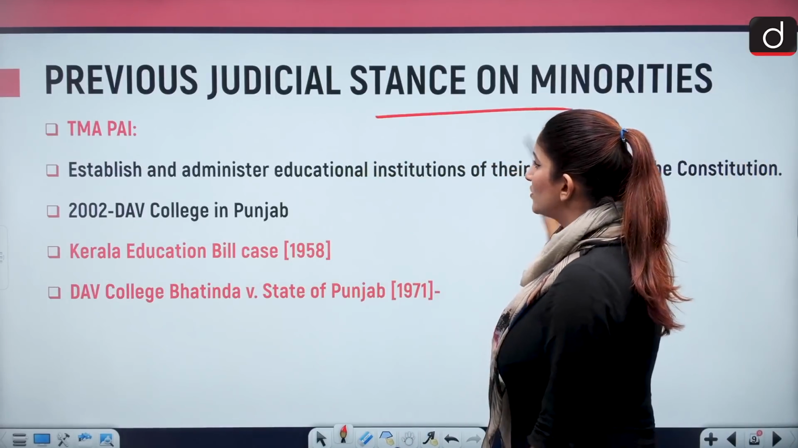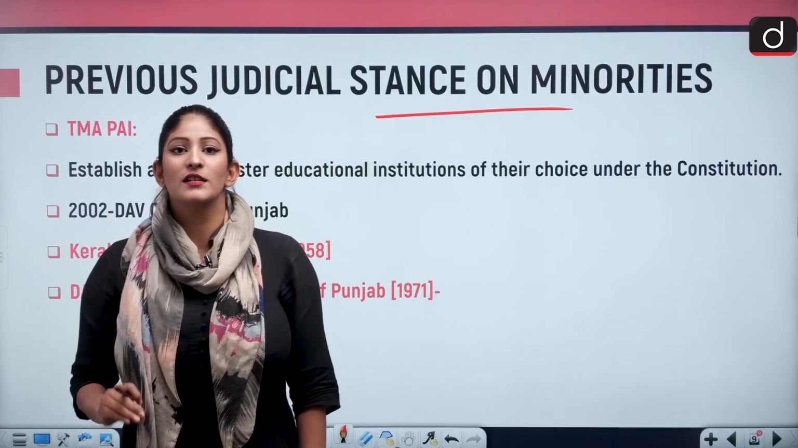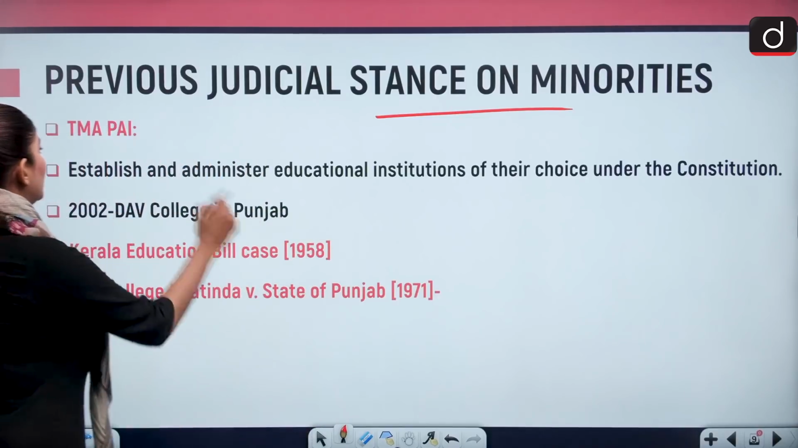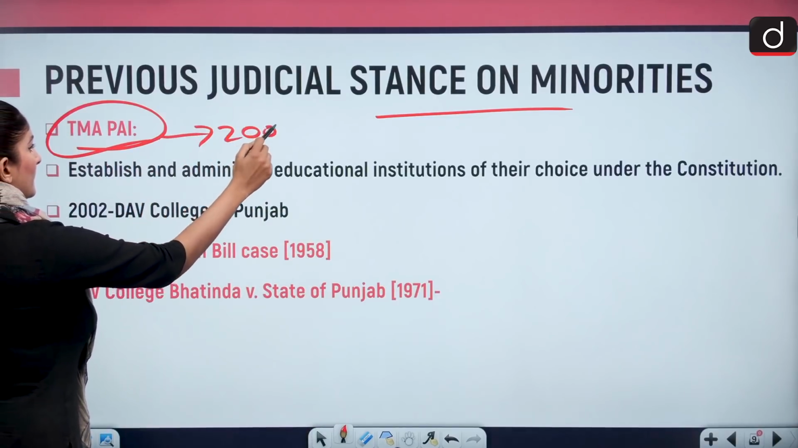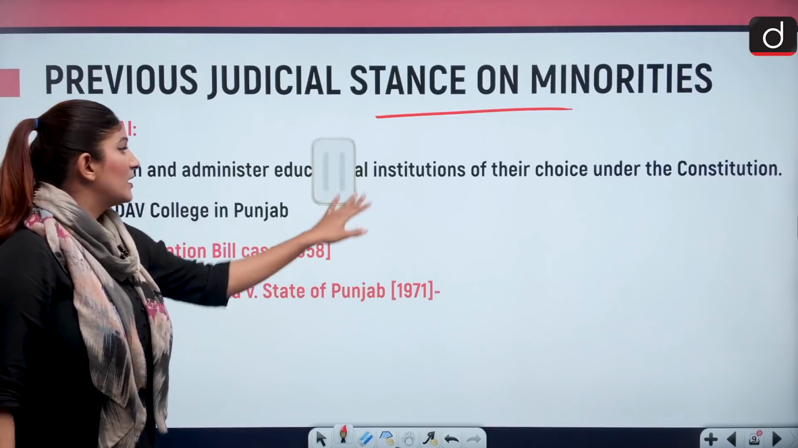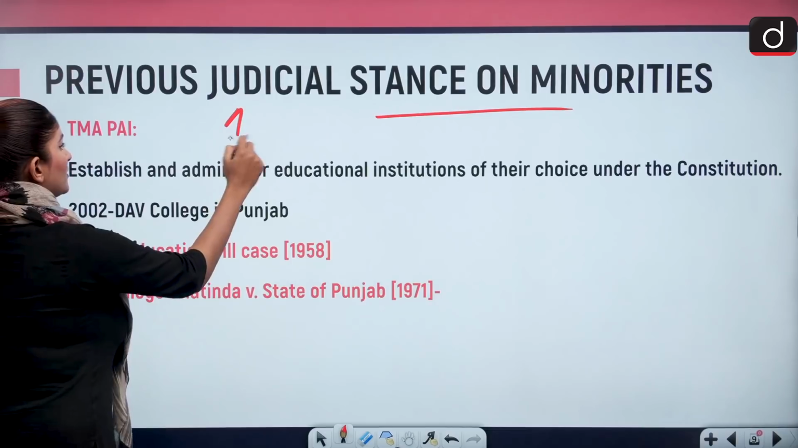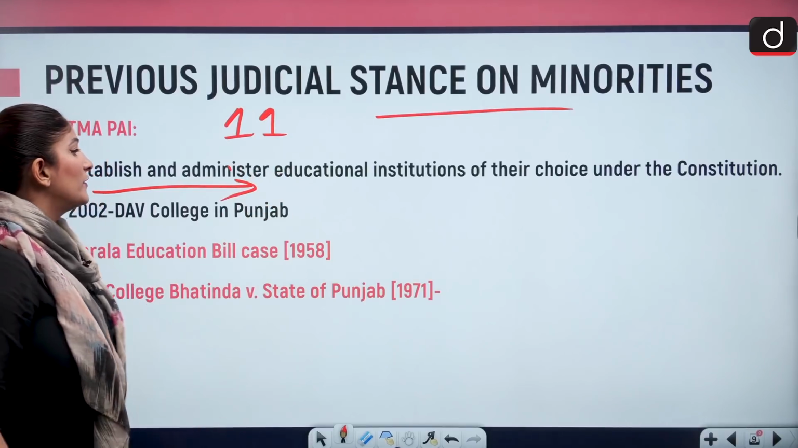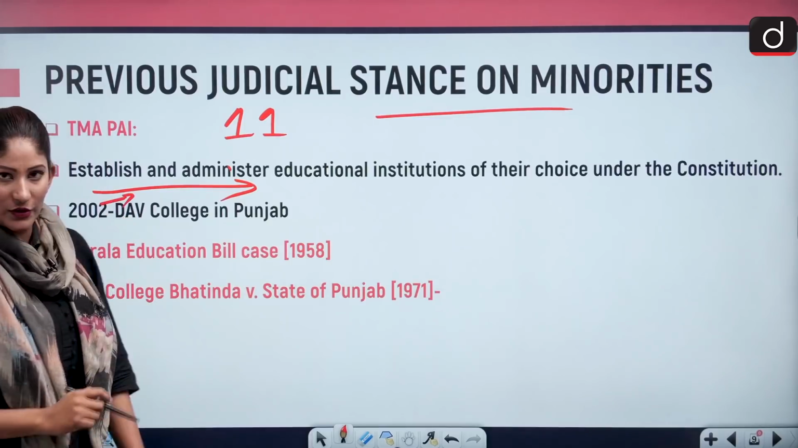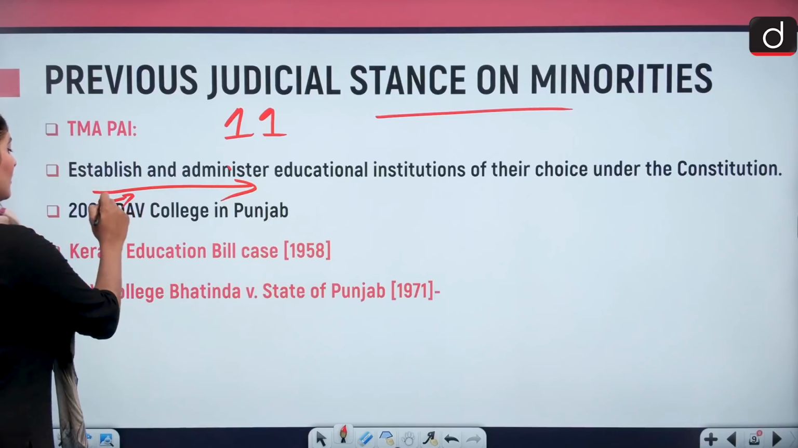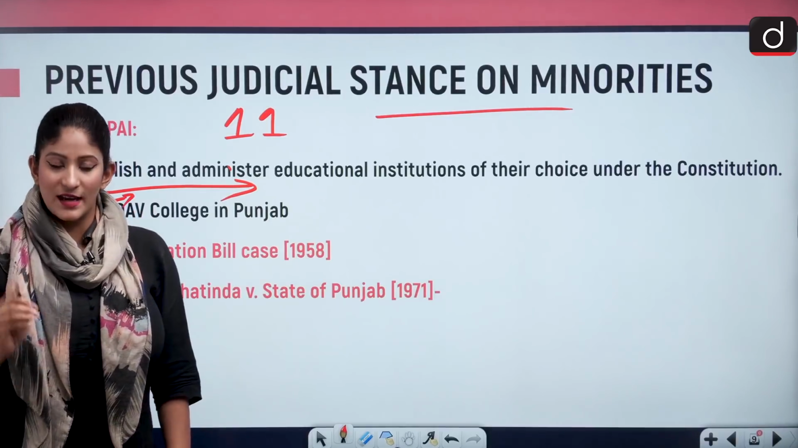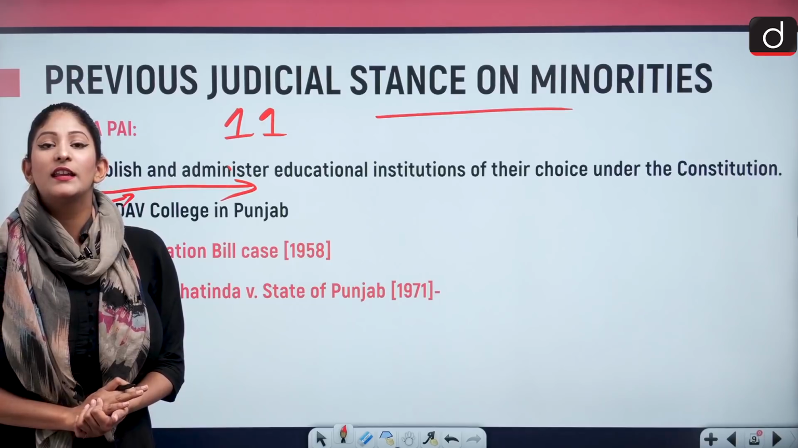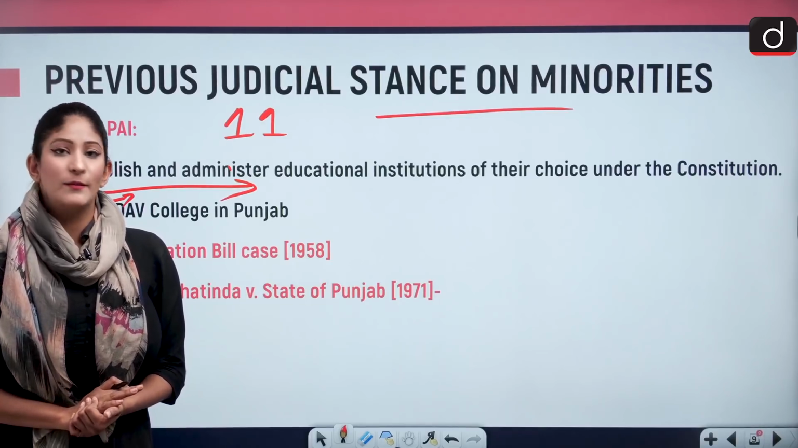If we talk about the previous judicial stance, and importantly which cases the Supreme Court will definitely take into consideration, that is the TMA Pai case of 2002. The number of judges was 11, and it dealt with the right to establish and administer education institutions of the minority's choice under the Constitution, that is, Article 30. And here reference was made to certain things. It was said that Hindus were not a majority in Punjab, and that is why they cannot have any protection under Article 30 to establish their own institution.